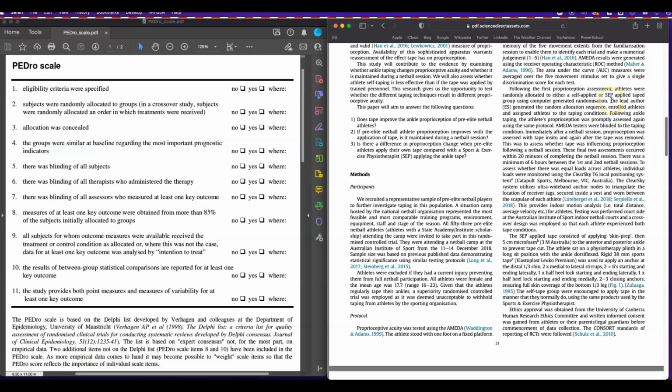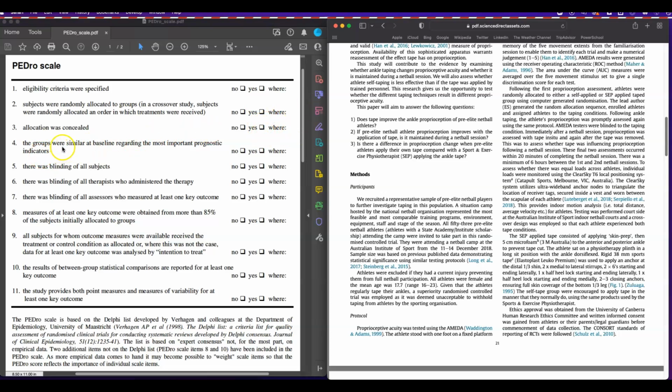In addition to that, another way that we see that is the lead author generated the randomized allocation sequence and enrolled athletes and assigned athletes to the taping condition. So again, another way that that was concealed from the other researchers in the actual study. So that would be a yes, and that would be page 21.